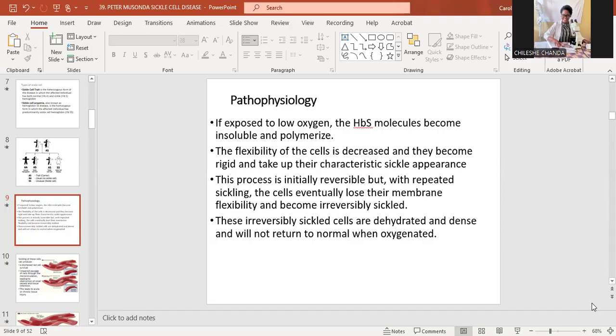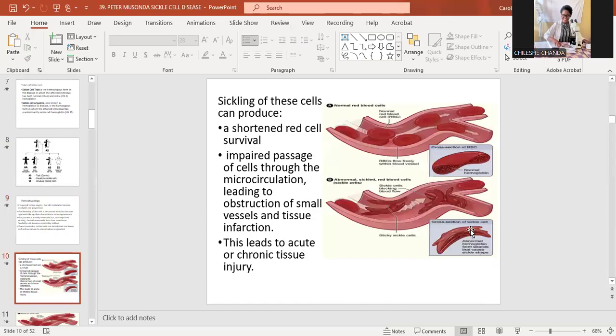Once the patient goes out of the place where there is low oxygen tension and goes where there is high oxygen tension, or the patient is given oxygen, you find that the process is reversible and the cells go back to normal. They go back to being disc-shaped. However, when this continues happening for a long time, this process is no longer reversible and the cells will continue being in the sickle shape.